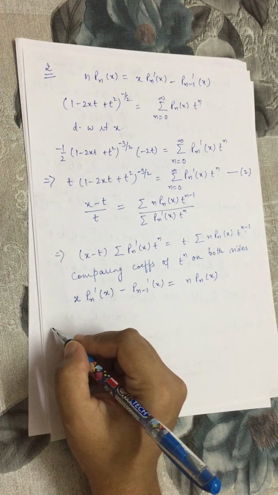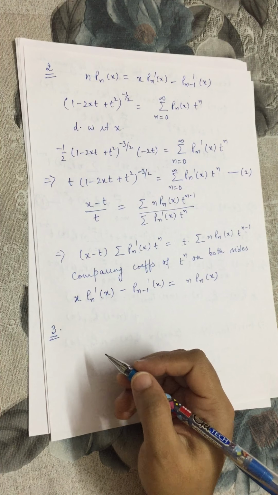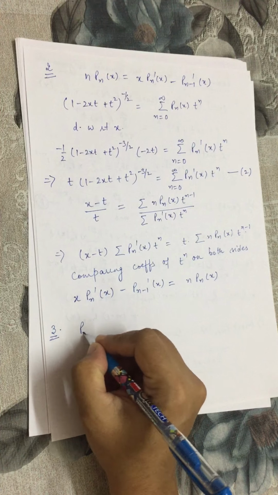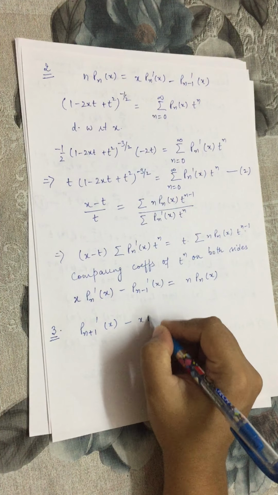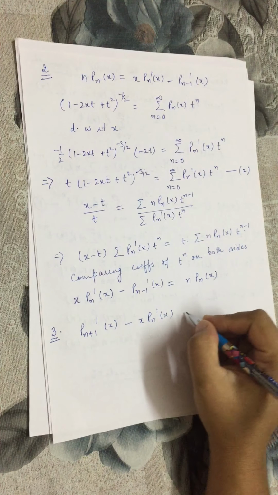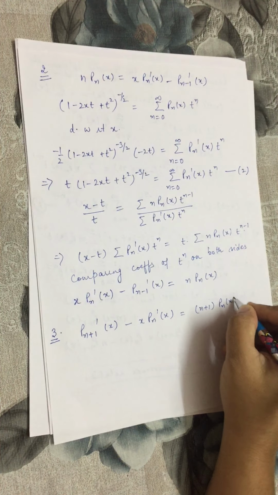Similarly, we can prove another recurrence relation which says pn plus 1 dash x minus x pn dash x is equal to n plus 1 pn x.